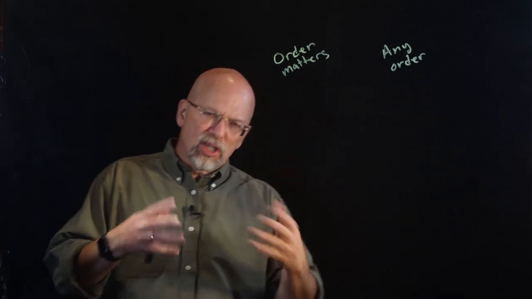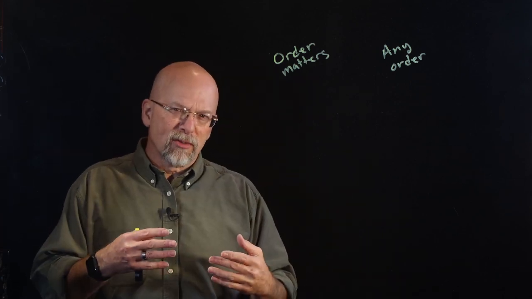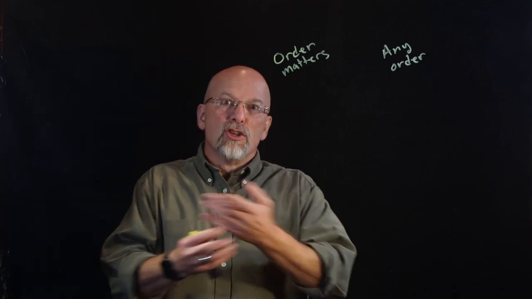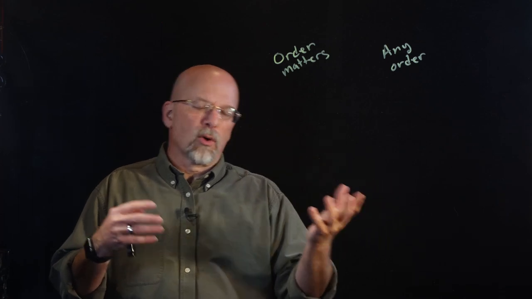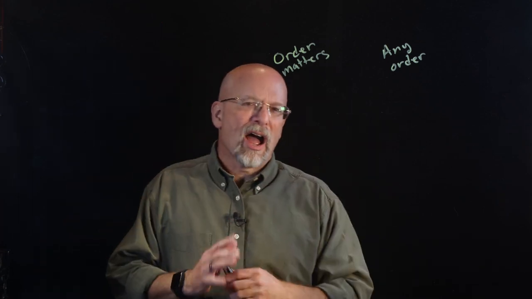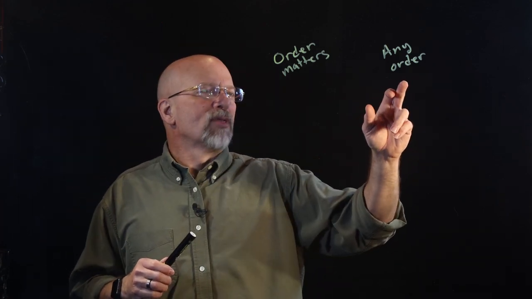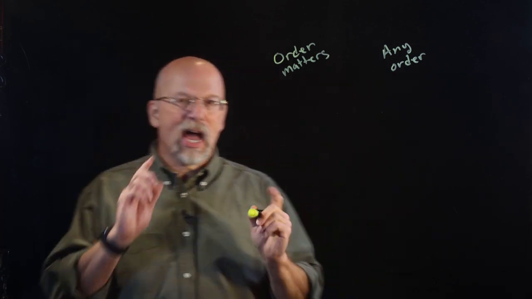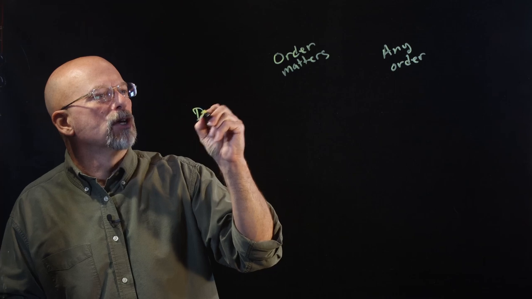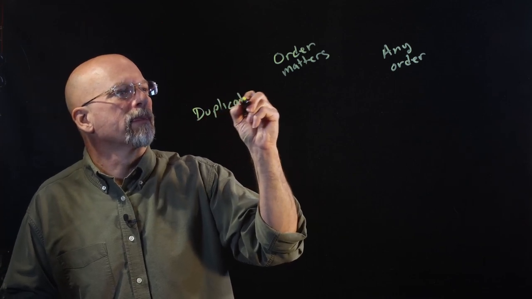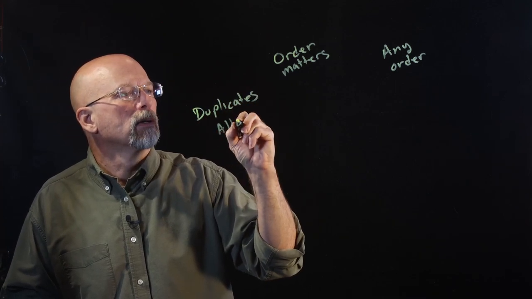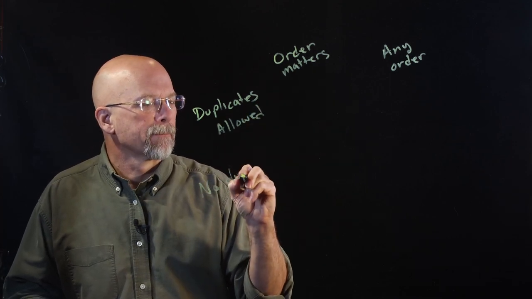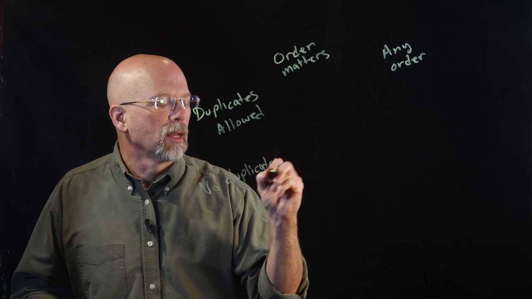Whenever you receive cards, the order in which you receive those cards doesn't dictate the type of hand that you're holding. You can rearrange them in ascending order, by suit, descending order, however you want to order them. So that might be in any order. Now, that's one classification. The other classification would be duplicates allowed or no duplicates allowed.